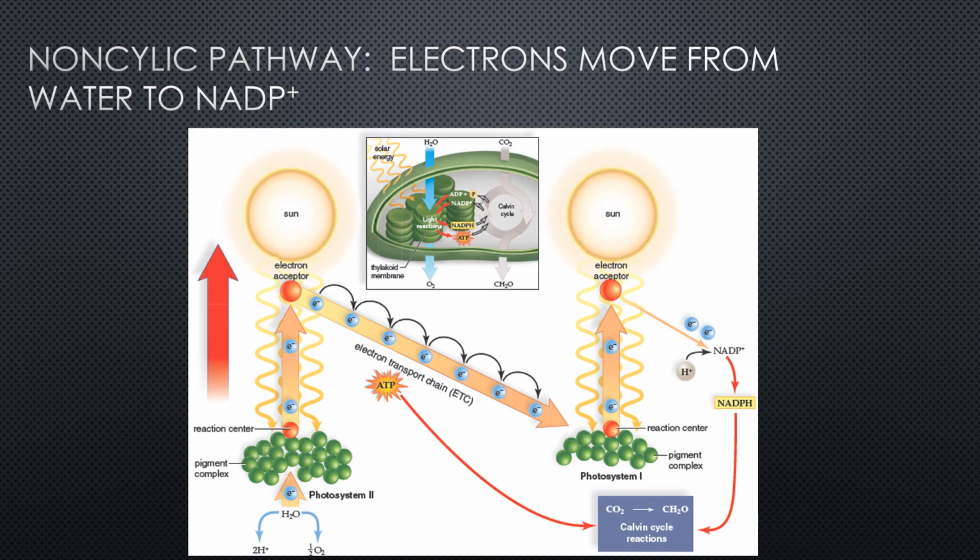So during the light reactions, electrons will follow a non-cyclic pathway for the most part. There are some that do follow a cyclic pathway, and we'll get to that in a minute, but most of them follow what we call a non-cyclic pathway. And it begins actually with photosystem 2. Keep in mind that was the one that was discovered second.